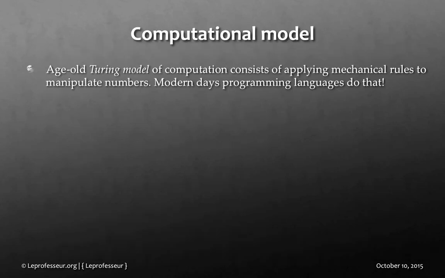So let's talk about some basic things. Basic computational model. So the age-old Turing model of computation, which has been taught for many years, since the origin of the Turing machine model. It's a simple model, but in modern days your programming languages do that job. So you don't basically see in reality that the model is there, but in principle your computer is built on that Turing machine model. Okay.